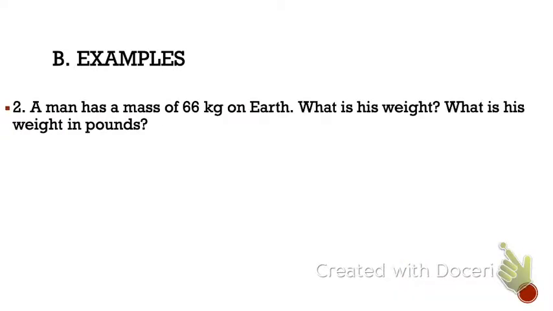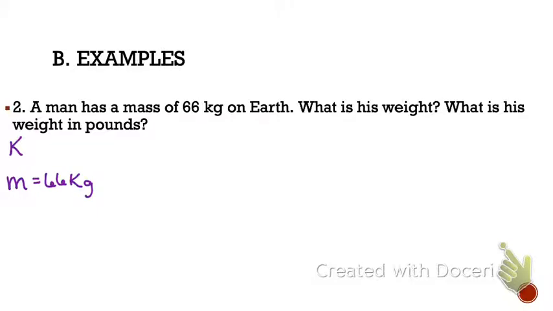In the next example, we have a man who has a mass of 65 kilograms on Earth. Just like the last problem, I can go ahead and get my information filled out. It asks what is his weight and what is his weight in pounds. So we kind of have two things to work with here.